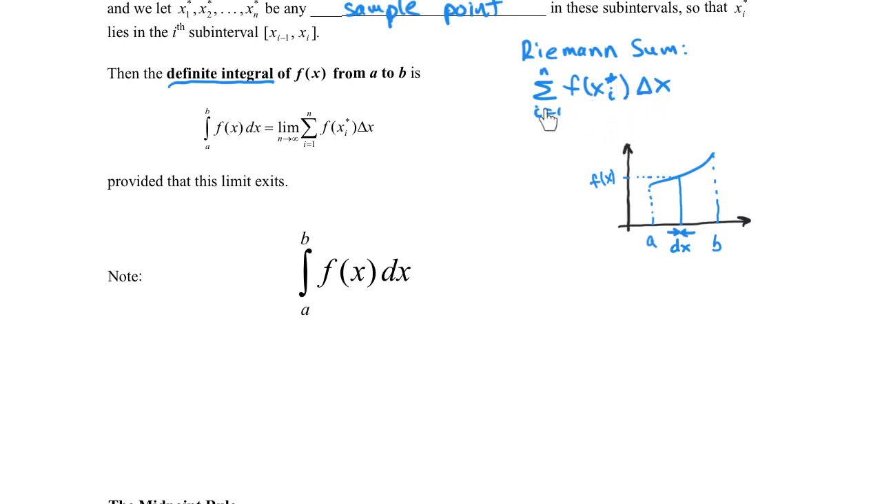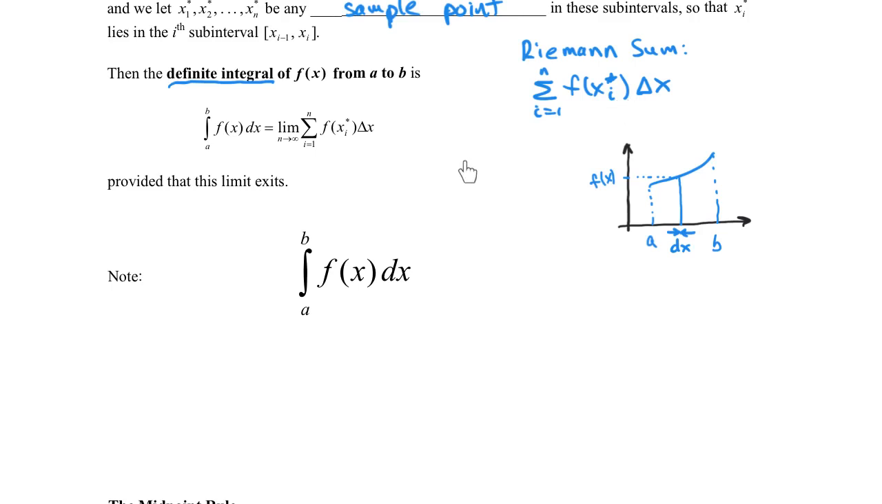But a Riemann sum is just a sum of these areas. This is the height of a rectangle. This is the width of a rectangle. So you have length times width. So when I mention Riemann sum, that's all it is. It's just a sum of these areas that are computed from the rectangles.